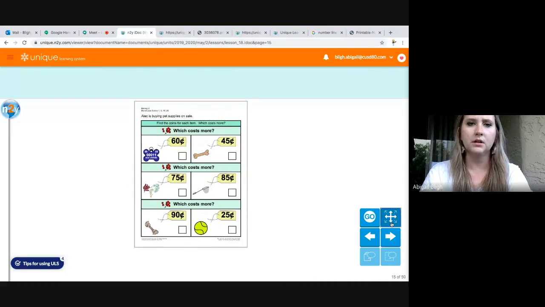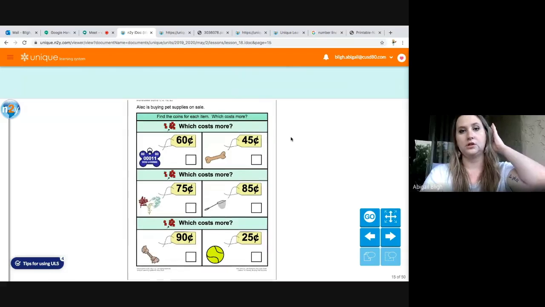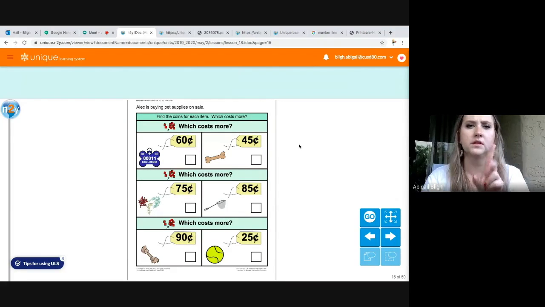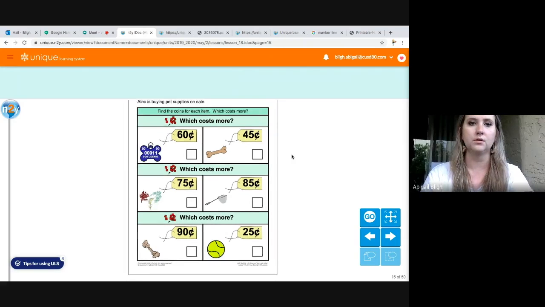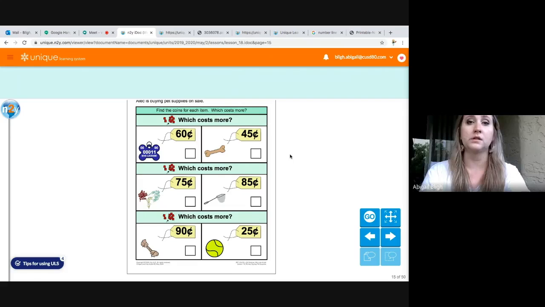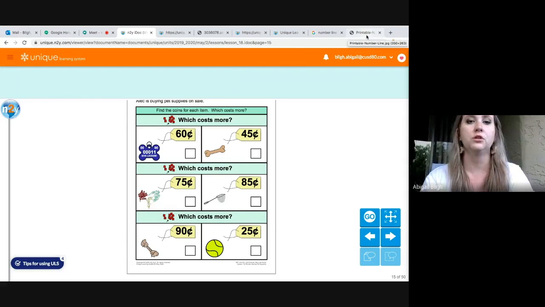All right, the next thing I'm going to work on, you have some papers which costs more. Some of you I think have 2 papers and some of you have 1, and that's okay. So I'm going to do this paper as an example. In these problems, it says Alec is buying pet supplies on sale. So he wants to know which costs more. The way I can look at that is either by pulling out coins on my own and seeing which costs more, or I can use a number line from 0 to 100. So I'm going to show you using a number line.